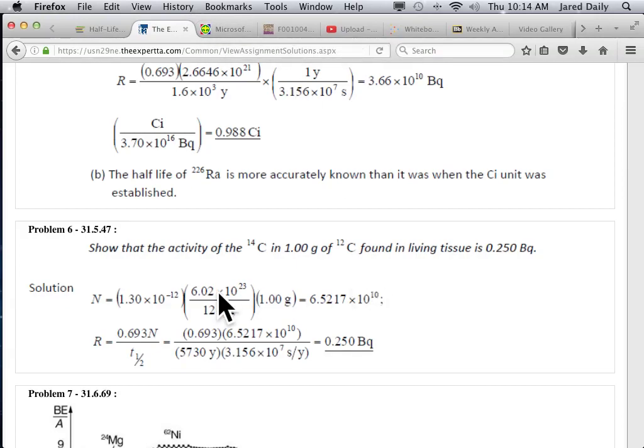But what you're looking for, this number is the number of carbon-14 atoms in living tissue before it dies. You can either find it in the book or look it up on Google, but that's the number they need. So you end up with that ratio, and then you multiply by the mass, and you get that number, 6.52 times 10 to the 10. And then you just plug it into the equation for the rate, and you're done for that. So it's on the video, even if it's not on the screen.